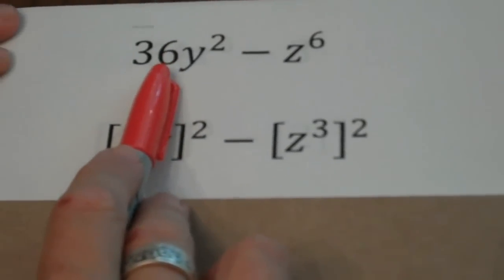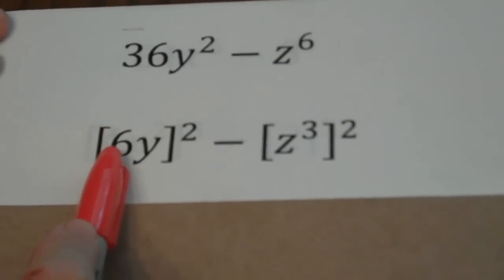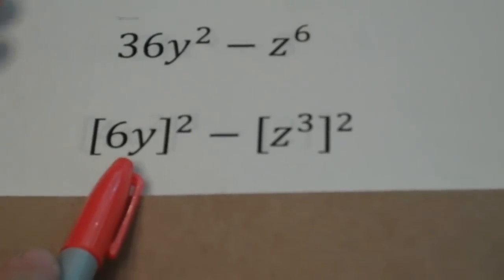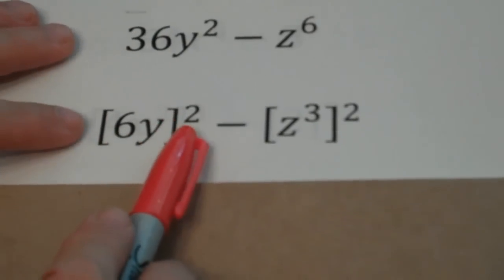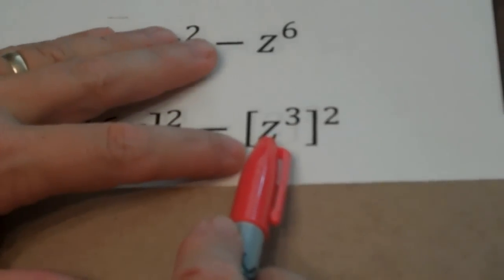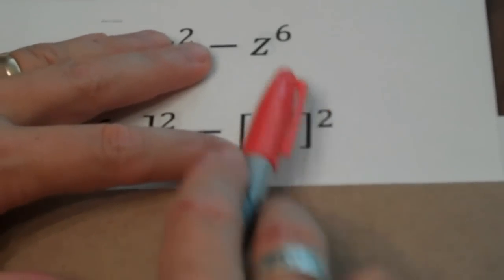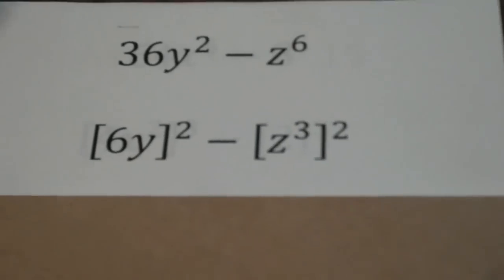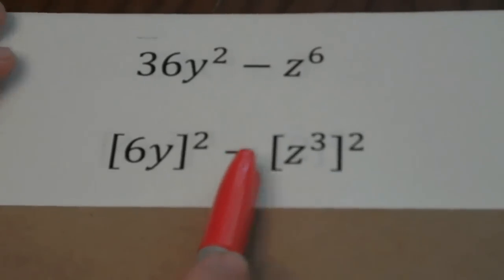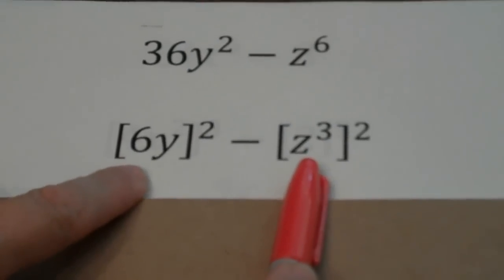If I take the square root of 36, I get 6, and if I take the square root of y squared, I get y. So in other words, 6y squared can be written as 36y squared, and z to the third squared can be written as z to the sixth. So I now am demonstrating literally that I have the difference of two perfect squares.